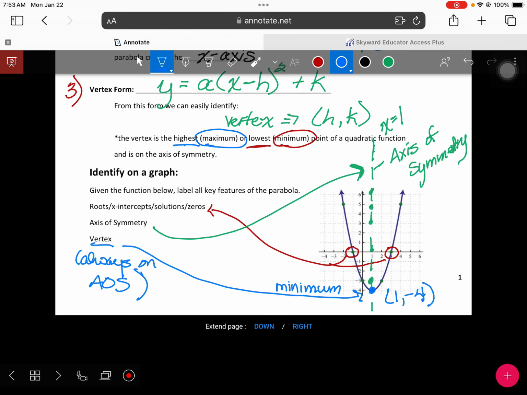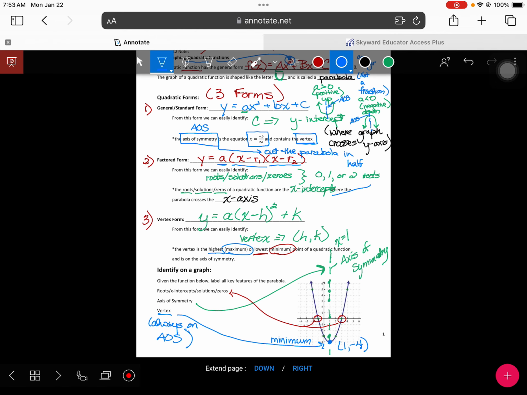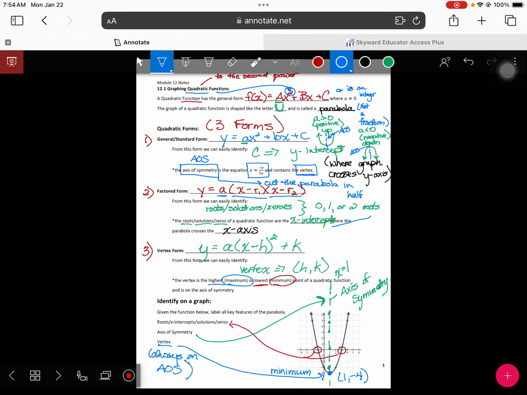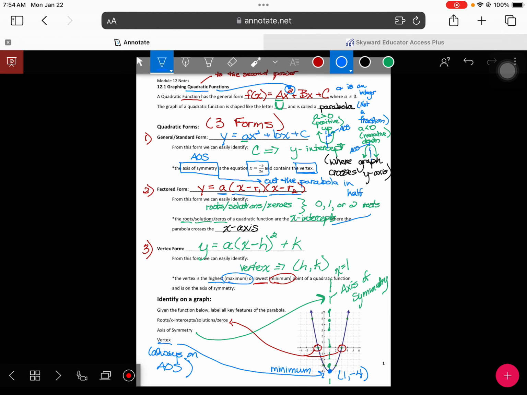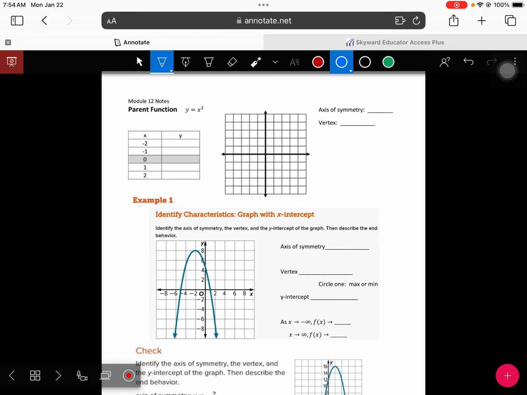Okay? So that is a lot of information. Are there any questions about any of that? Oh, it's a good thing we don't have homework tonight, huh? But we're not done yet with the notes. Okay? Not done with the notes. Let's go to the next page. Okay?